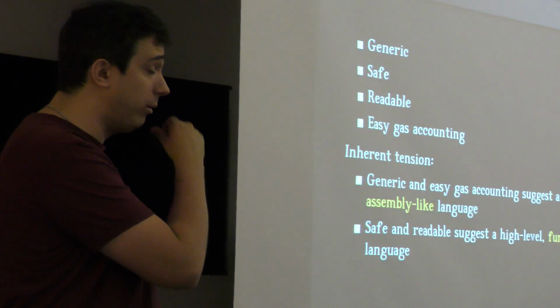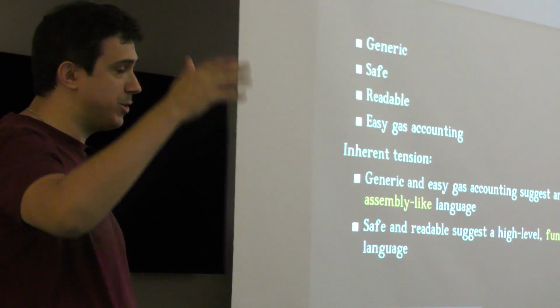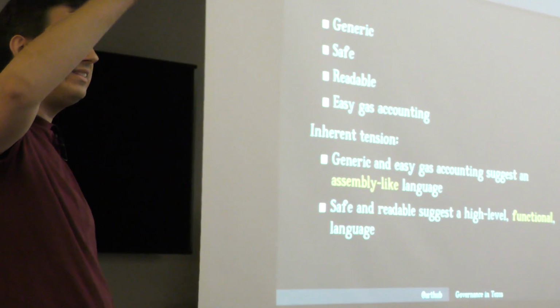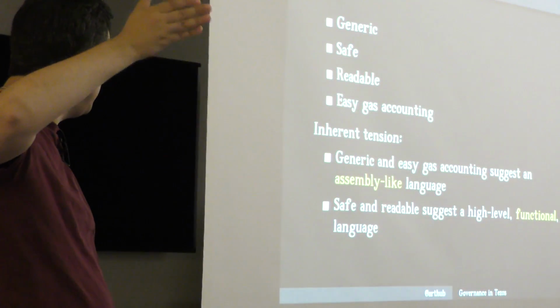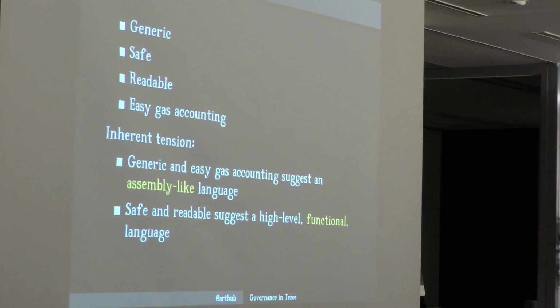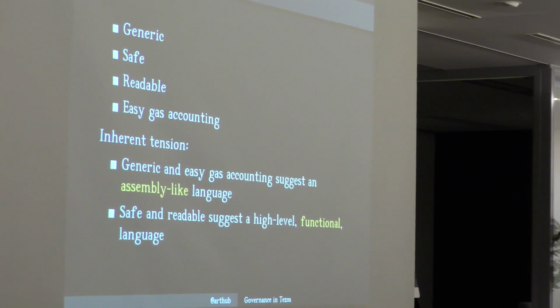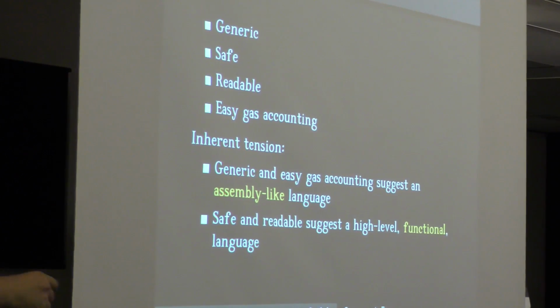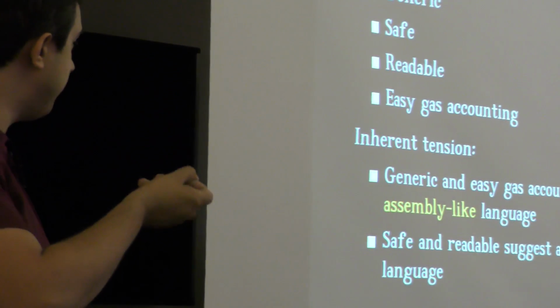We want it to be readable so that if people introspect the blockchain, they can actually see what's going on. They can read the contract and know what happens. And we want easy gas accounting because we still need to monitor how much resources the contract is taking, and so we want to be able to count every step.